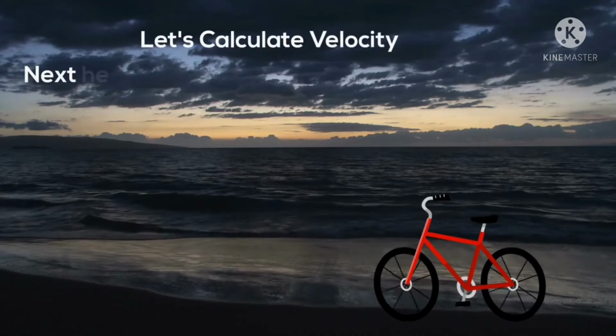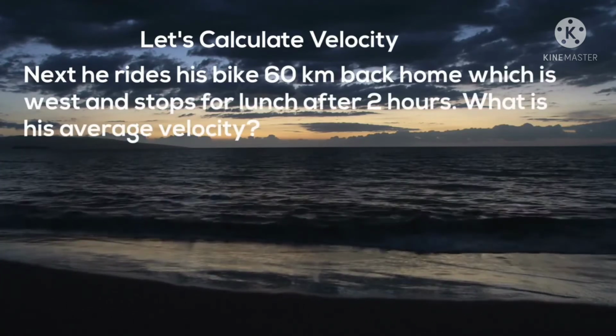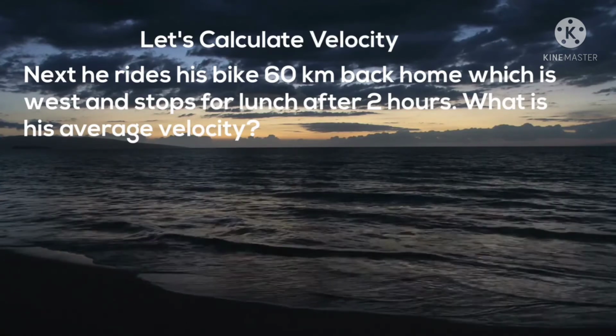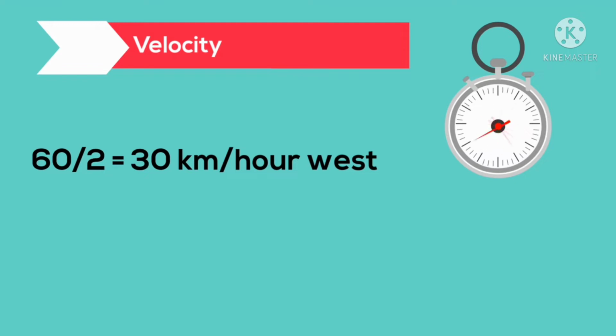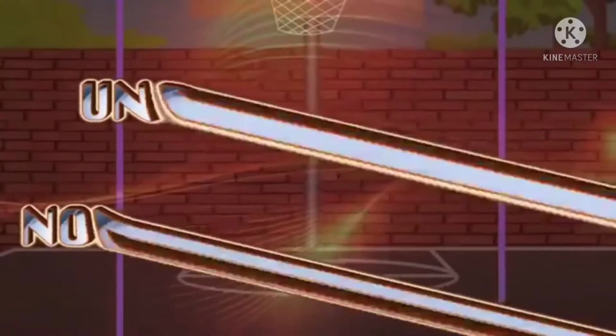Direction is east. Now see one more example, my dear children. Next he rides his bike 60 km back home, which is west, and stops for lunch after 2 hours. What is his average velocity? Now he is asking to calculate average velocity. 60 kilometers by 2 hours. 60 is the displacement he traveled, 2 is the time. That is 30 kilometers per hour towards west, it is the average velocity. I hope you understood, my dear children.